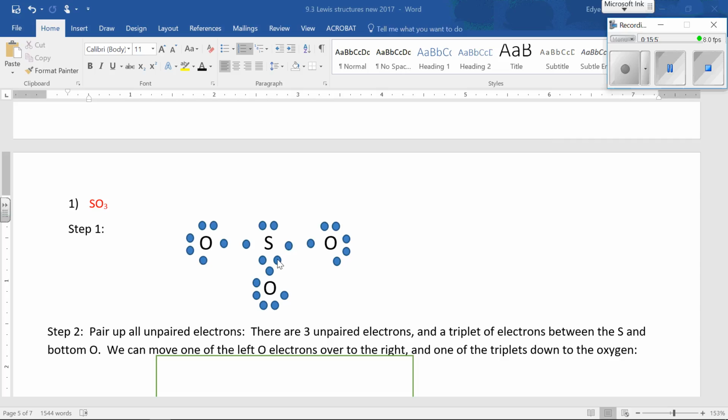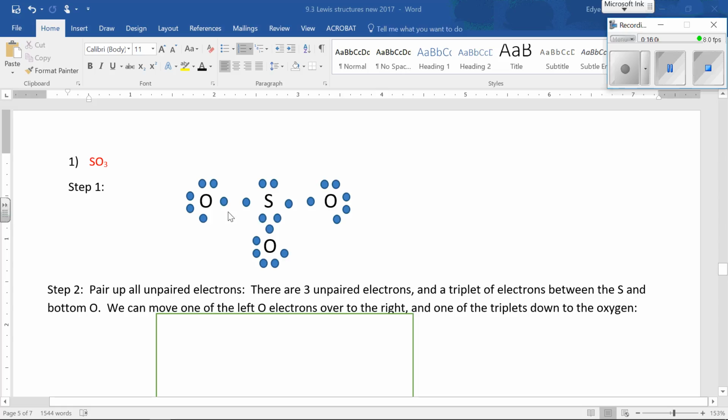So, sorry. 1, 2, 3, and then there's 3 more electrons that we're going to have to do something with those. So first step is make all the electrons... we have to pair them all up. So we're going to move one of these electrons over to here. You could do it either way. There's no one right way to do these. So I'll move this one over to here.